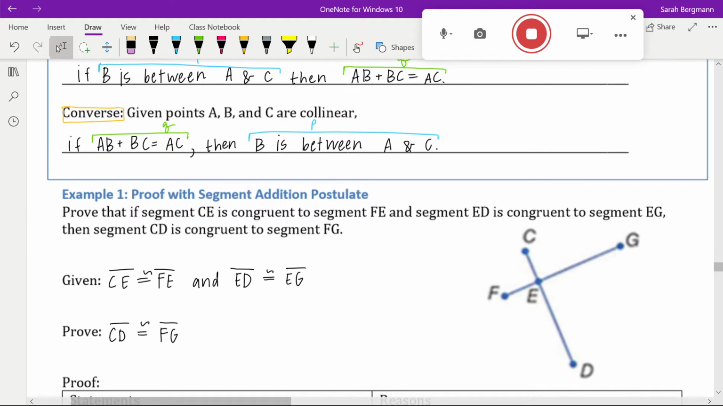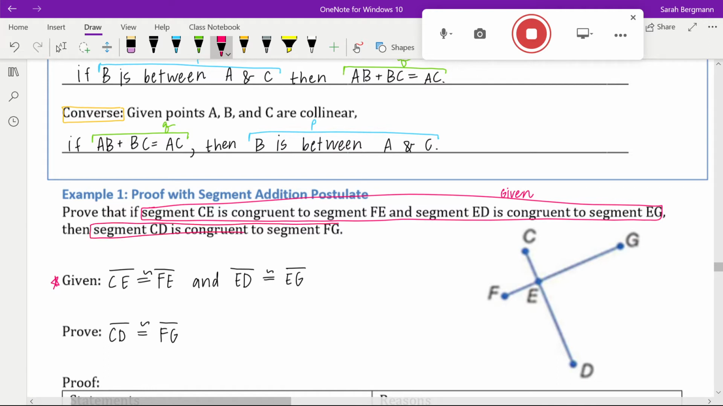So this says, prove that if segment CE is congruent to segment FE and segment ED is congruent to segment EG, then segment CD is congruent to segment FG. Remember, the beginning part of the statement that goes with if is called the hypothesis. This is what is given to you, so you're going to write this down under the given information. The part of the statement that is the conclusion, the part with then, is called the conclusion. This is what you're trying to prove. So go ahead and write that down under what you're trying to prove.